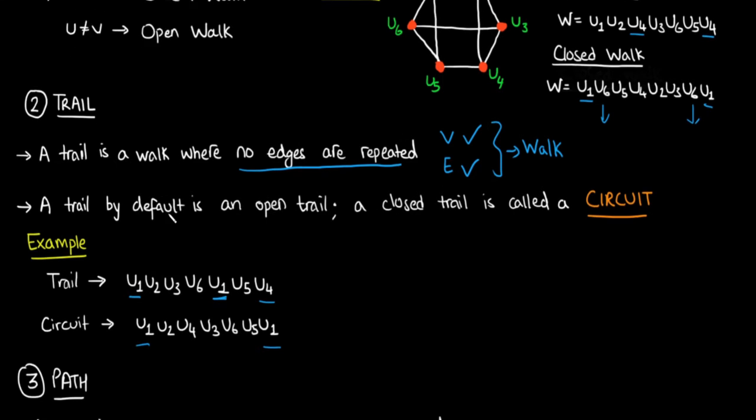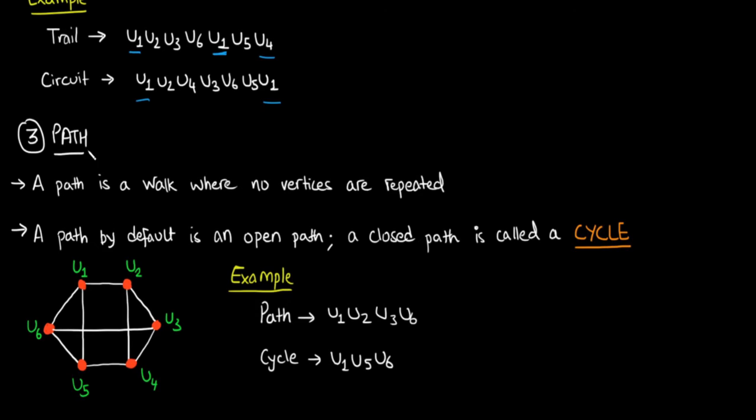Okay, and the next definition is a path. A path is a walk where no vertices are repeated. So no vertex repetition. A path by default is an open path, and a closed path is generally called a cycle. Let's take the same example again. A path could be U1, U2, U3 and U6, and a closed path, that is a cycle, is U1, U5, U6, U1.